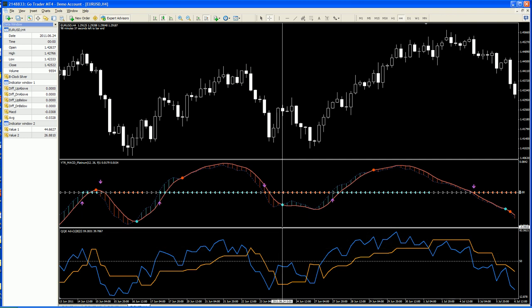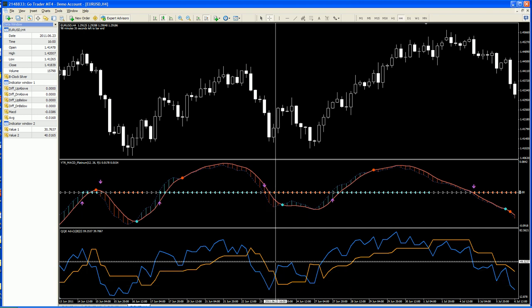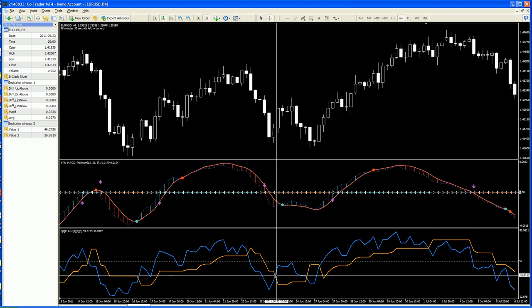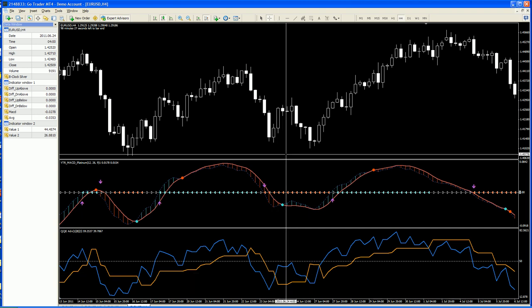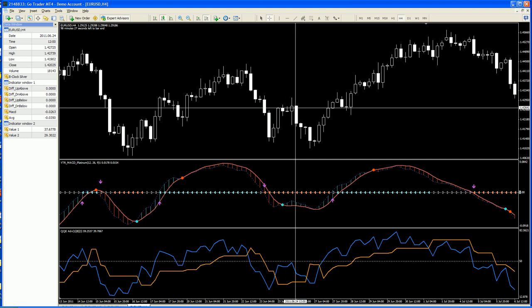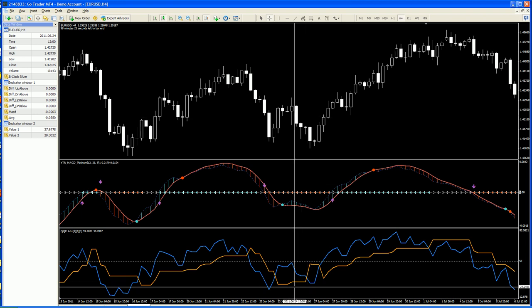But now we've got the blue dot, and the orange line is below the white horizontal line, and the blue line's crossed from underneath. Technically there is a signal to go long. Not a very good one, looking in hindsight. And see, we get that cross again there.